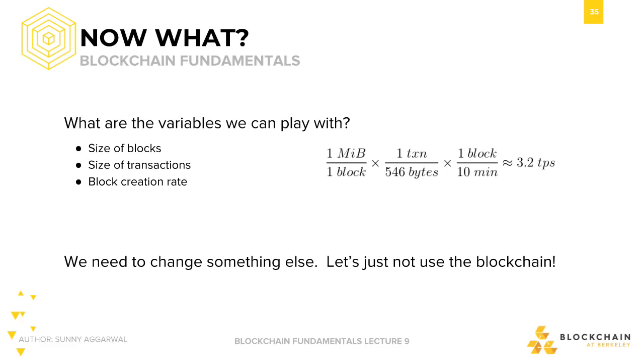So yeah, now we've come back to this. The variables that we can play with are the size of blocks, size of transactions, block creation rate. We've talked about all of those, and even with all of those improvements, our Bitcoin transactions per second is still an abysmal 3.2. So we need to change something else. And so the solution has become to just not use the blockchain. There are other ways to achieve this that Brian will talk about.